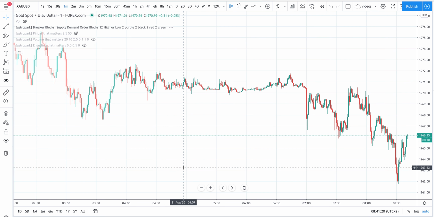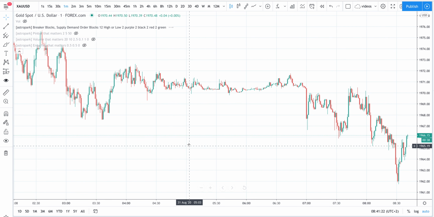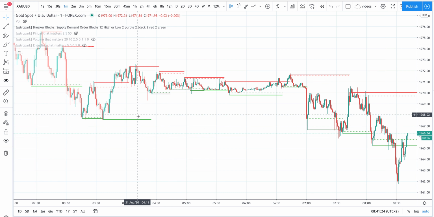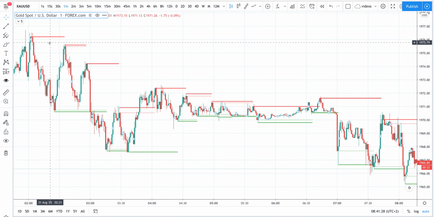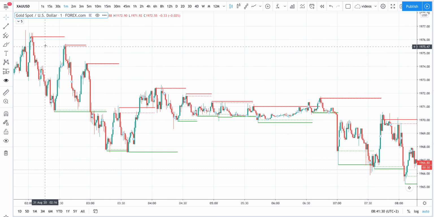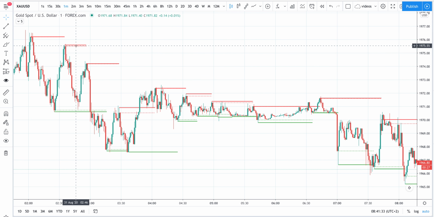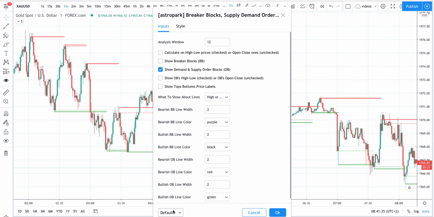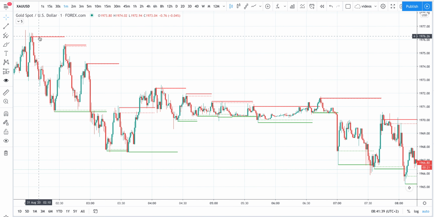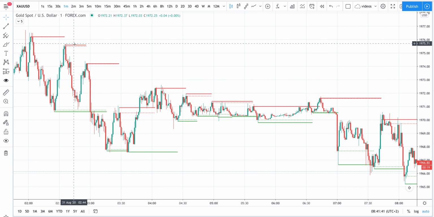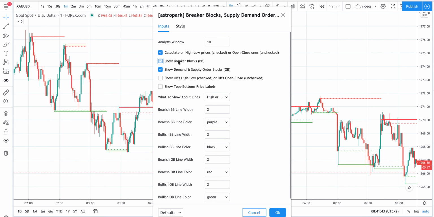If you feel comfortable, it works also on 1 minute if you want to trade on 1 minute. Okay, let's reset again all the settings. Let's choose also to show the breaker block.